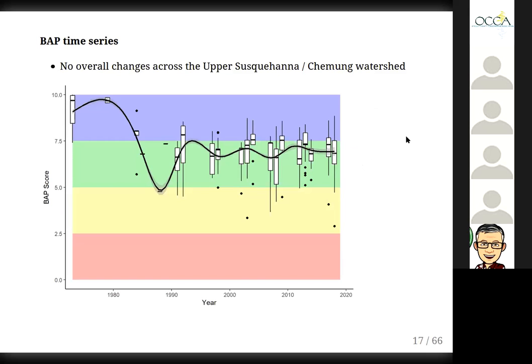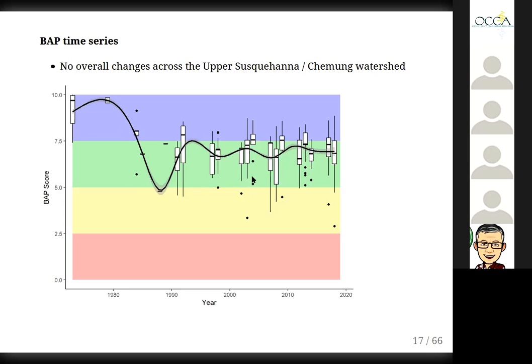So overall, we don't really see any general changes throughout this whole watershed area. And for the purposes of what we're going to show later on, we won't be using some of the data from the 70s up to the 90s, just because the sampling distribution during those periods is quite different compared to the more recent ones. And we don't think that the data is as comparable.